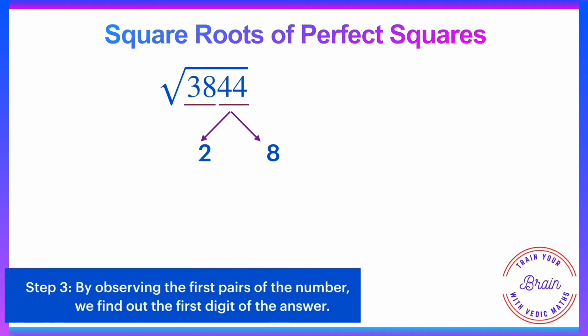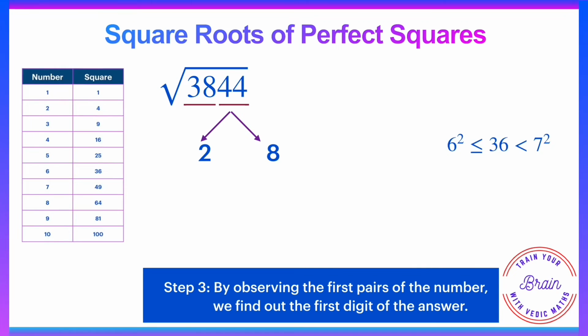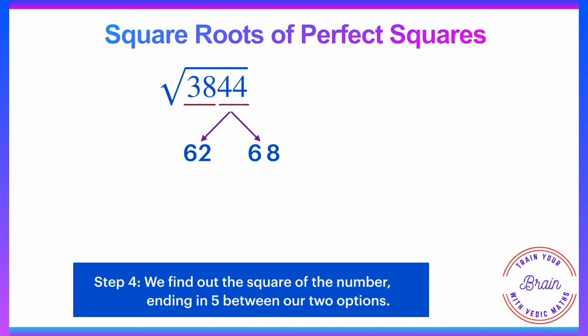In this example, 38 is the first pair of the square. 38 lies between the 2 numbers, square of 6 and square of 7. So the tens place digit of our square root will be 6. We always go for the smaller digit. Now we have 2 options for the answer, 62 or 68.